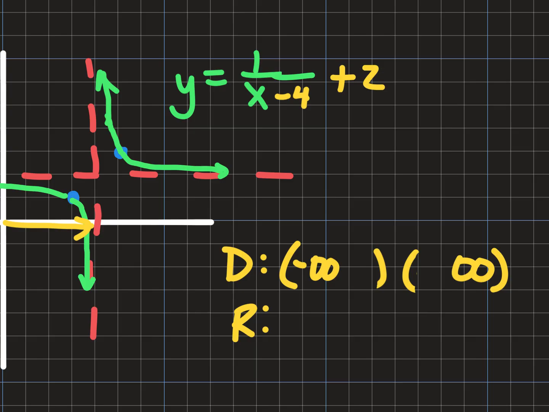Now the range, it used to be that it'd be the exact same. But it's not anymore. Because the range is about the y's, and there's one y number that the function can't be. So it'll be the same -infinity to infinity thing, but it will not be exactly the same as the domain.